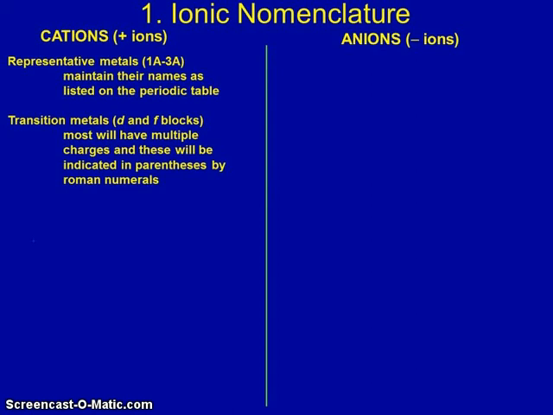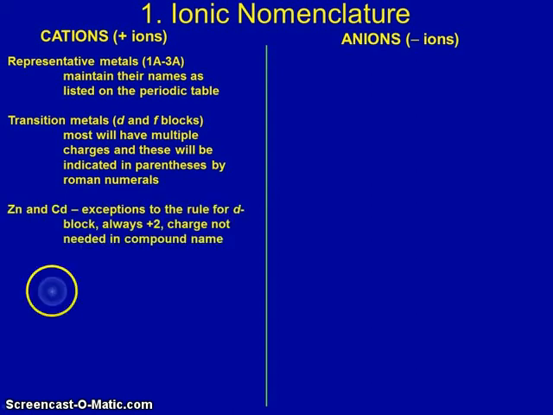Examples would be chromium. Chromium comes in 3 flavors: chromium(II), chromium(III), and chromium(VI) are somewhat common. The lower charges tend to be more common, but chromium(VI), or hexavalent chromium, is also found in nature.